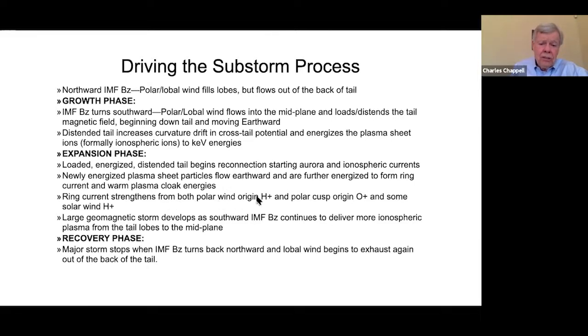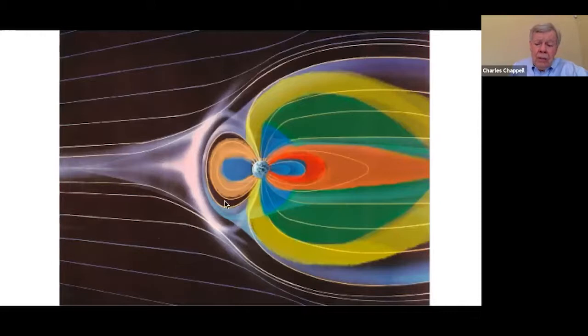The ring current strengthens so that both polar wind H+ and polar cusp O+ are dominant in it over the solar wind. And this large storm can develop and continue as long as the southward Bz is there, because the ionosphere is sending out polar wind continuously, and as long as the Bz delivers that to the midplane, the storm is going to continue. When Bz goes back to positive again, then the lobe wind begins to exhaust out the back of the tail and the storm stops.